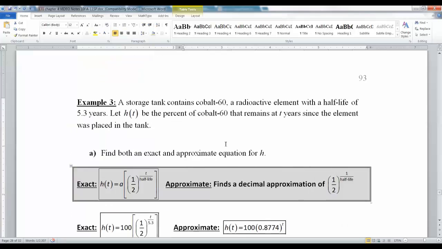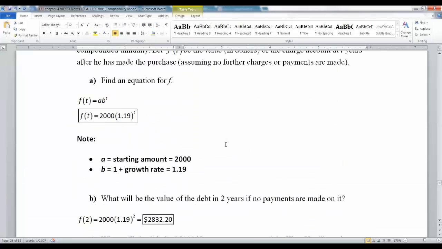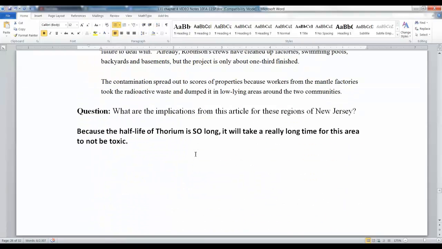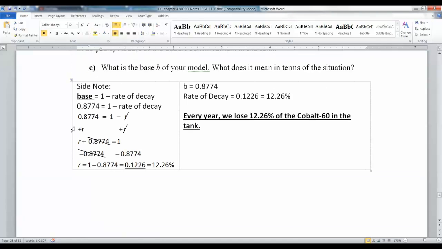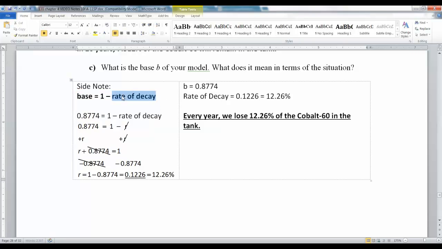All right? So remember, we did the opposite back when we were doing this stuff. So here we said, oh, it's growth. Growth rate is base B equal to 1 plus the growth rate, which made 0.119. Plus because it was growing. But for decay, it's the opposite. You say, okay, my base is equal to 1 minus my rate of decay. Right there. 1 minus r, if you will, like that.